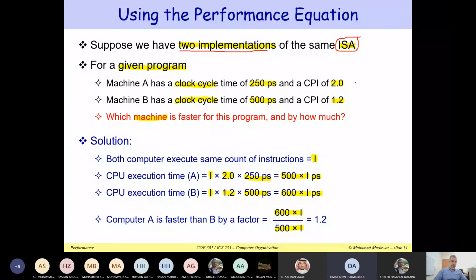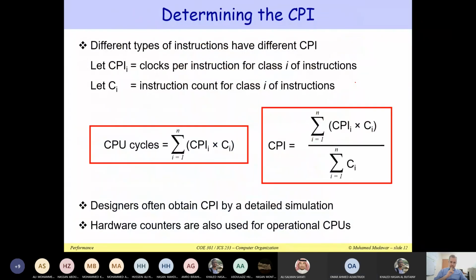Yes, thank you. Very clear. Right, okay. Now, how do we determine this average CPI? So we have seen that you can have different types of instructions.